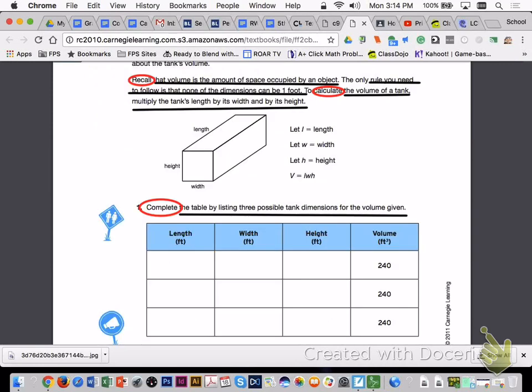Recall that volume is the amount of space occupied by an object. The only rule you need to follow is that none of the dimensions can be 1 foot. To calculate the volume of a tank, multiply the tank's length by its width and by its height. Please answer number 1 with your group.